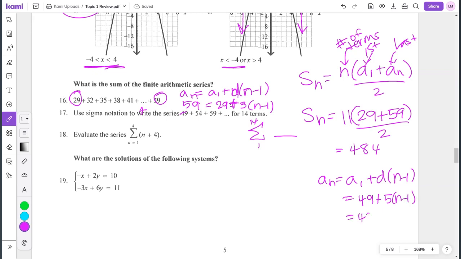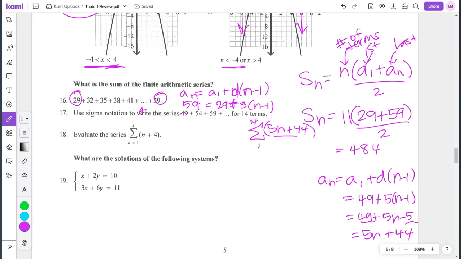So 49 plus 5n minus 5. So 5n, and then 49 minus 5 is 44. All right, so 5n plus 44. So I have 5n plus 44. All right, and then you could just leave it like that. That's it. Throw this in parentheses. So that is sigma notation.